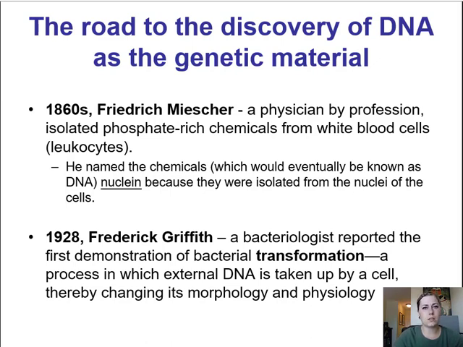So in the 1860s, a physician named Frederick Meissner was able to isolate some phosphate-rich chemicals from white blood cells. These were leukocytes, which you probably already know are involved in your immune response whenever you take in a disease or a virus or something. These are some of the first responders, so to speak, in stopping that from spreading throughout your body. We're not talking about that.